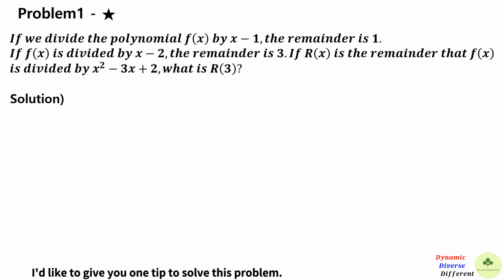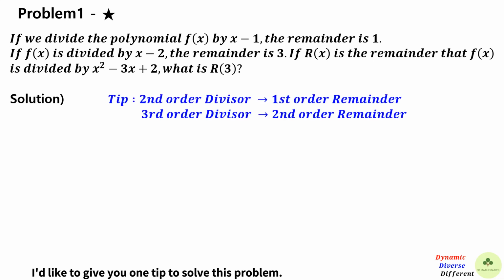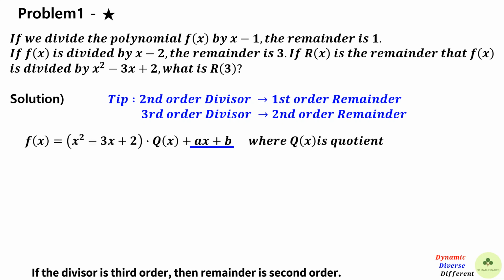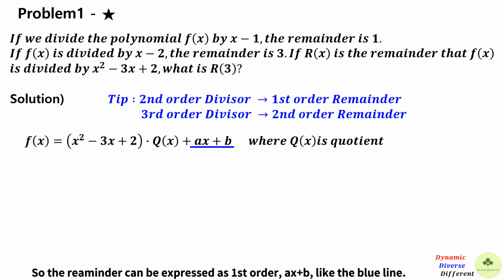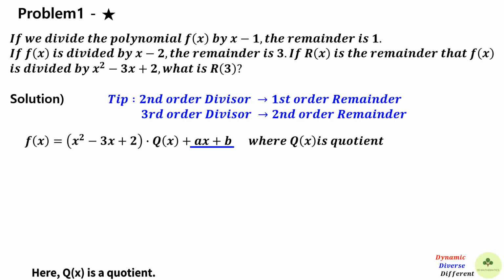Regarding this problem, I would like to give you one tip to solve this problem. When the divisor is a second order polynomial, then the remainder is first order. If the divisor is third order, then the remainder is second order. In our case, the order of the divisor is second order, which is x squared minus 3x plus 2. So, the remainder can be expressed as first order, ax plus b, like a blue line. Here, q of x is a quotient.